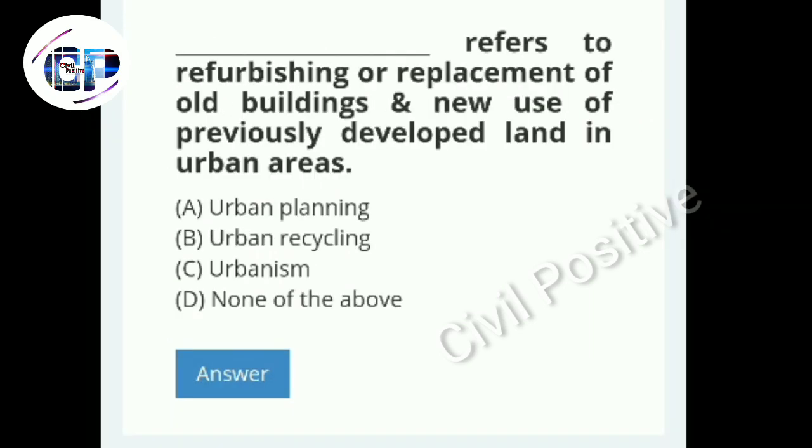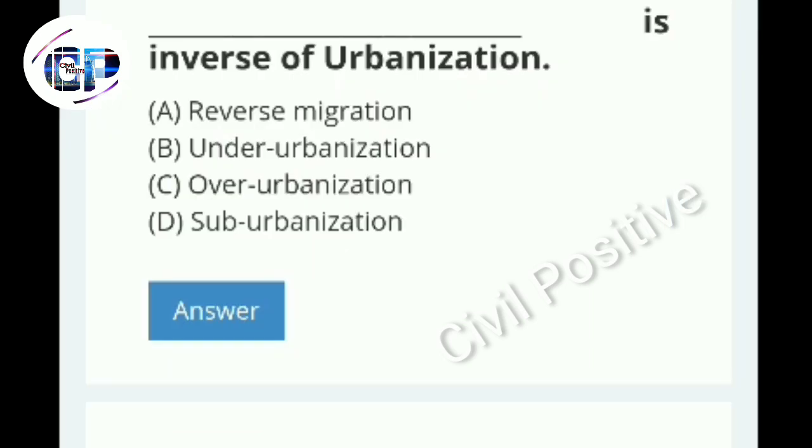Dash refers to refurbishment or replacement of old buildings and new use of previously developed land in urban areas: urban planning, urban recycling, urbanism, none of the above. Answer is B, urban recycling. Dash is the inverse of urbanization: reverse migration, under urbanization, over urbanization, suburbanization. Answer D, suburbanization.